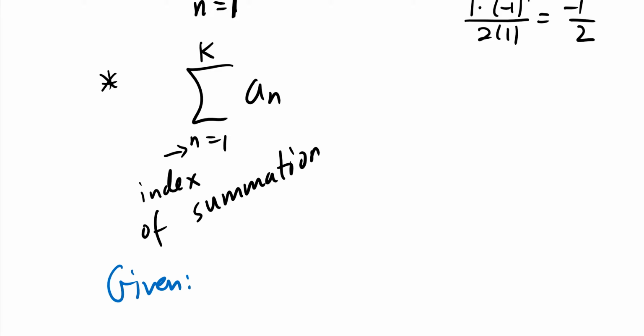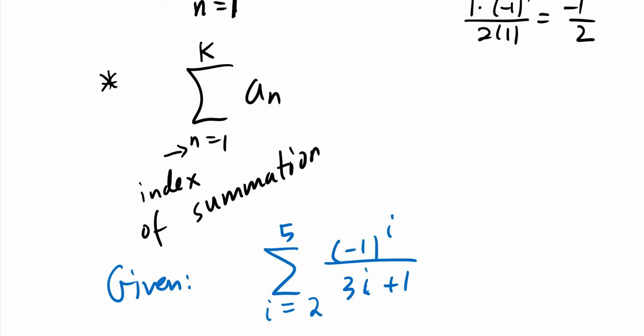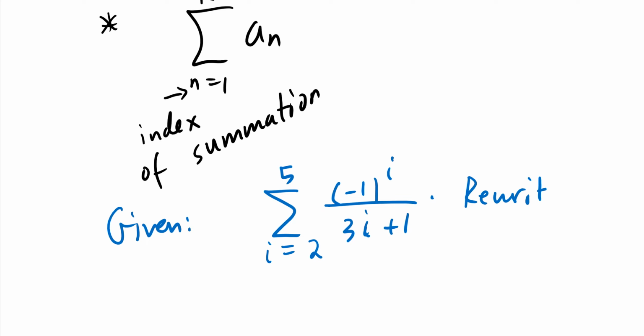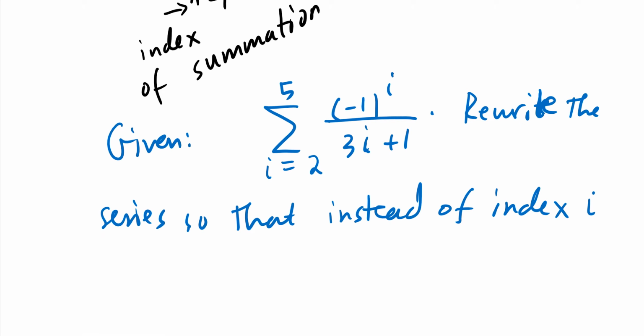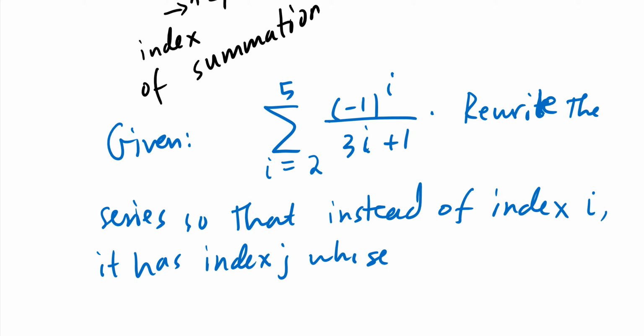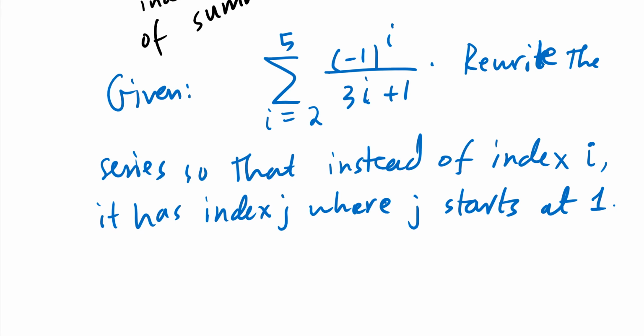So for example, let's say we are given the sum of negative 1 to the i over 3i plus 1, where i goes from 2 to 5. We would like to rewrite the series so that instead of index i, I'm going to change i. It has index j, where j starts at 1. So how do we handle this? Well, we would like to start this with 1, not 2, and change the index from i to j.